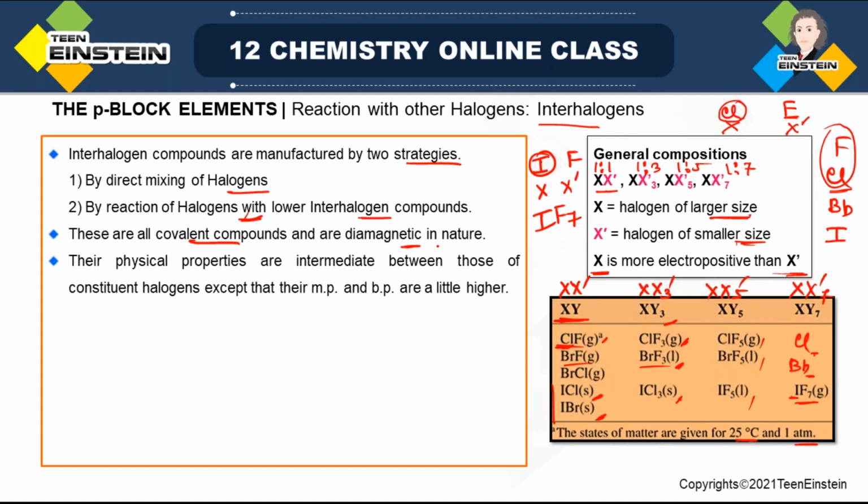and they are diamagnetic in nature because in each interhalogen you have 7 valence electrons. So it is an odd number. Now when two of them combine together, it will be diamagnetic. Unpaired electrons will not be present.